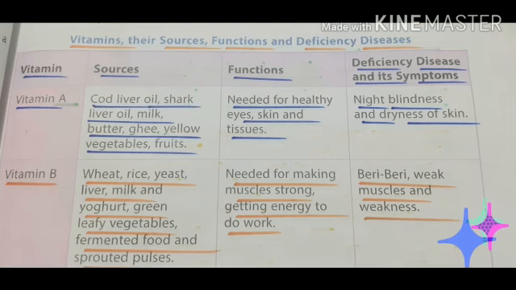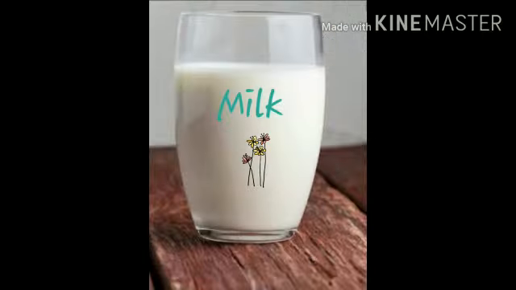Come to the next, that is vitamin B. This vitamin is needed for making the muscles strong and getting the energy to do various work. As you know, dear student, which of the nutrients give us energy to do work? That are carbohydrates, and the rich sources of carbohydrates are wheat, rice, yeast, liver, milk, green leafy vegetables, yogurt, fermented food like idli, dosa, dhokla, jalebi, etc., and sprouted pulses along with milk.